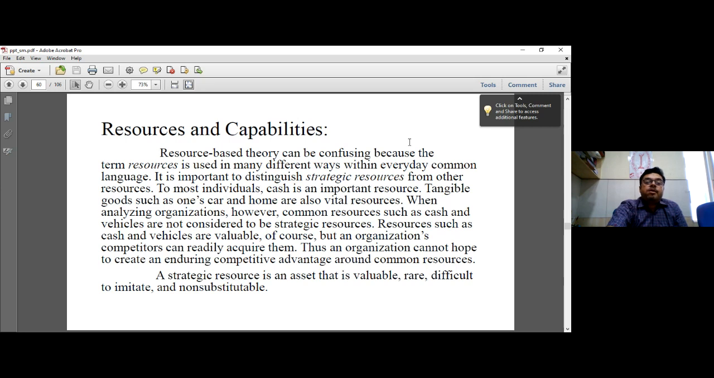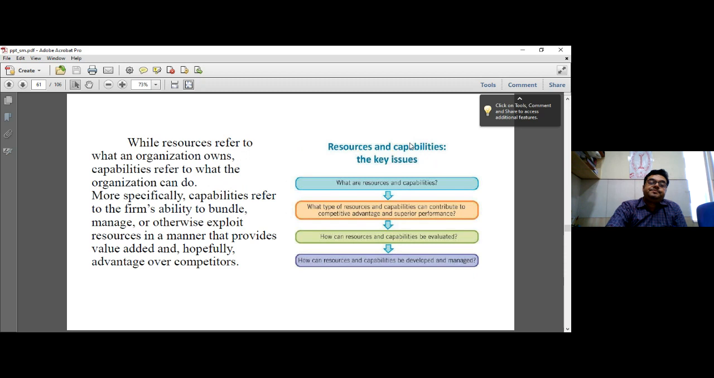And what are the ways in which the strategic resources can be combined? And how the asset, which is valuable, rare, difficult to imitate and non-substitutable, is also achieved. How can resources be evaluated? What type of resources can contribute to the development of competitive advantage? How can resources and capabilities be evaluated, and how can they be developed and managed for long-run sustenance?